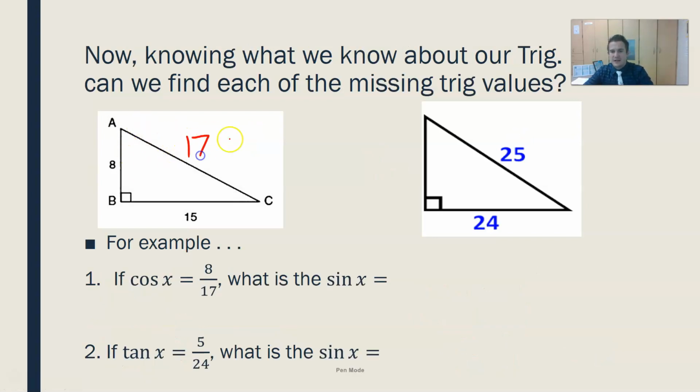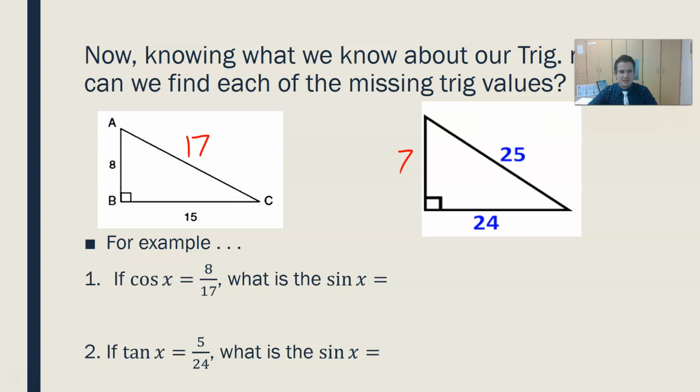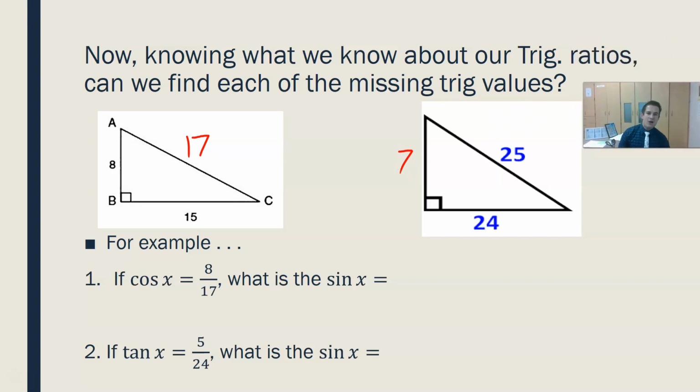So, I have these same triangles. This side was 17, this side was 7. Now knowing what we know about our trig ratios, we're going to work with what we know about the Pythagorean theorem and these trig ratios together. For example, in this first problem, it says, if the cosine of x is equal to 8 over 17, what is the sine of x?